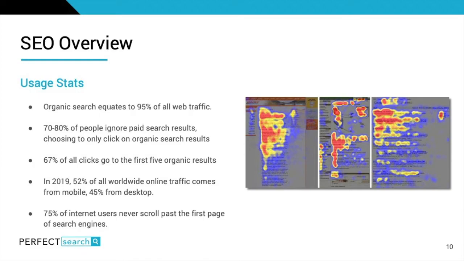In 2019, 52% of all worldwide online traffic came from a mobile device versus 45% from desktop. And then finally, 75% of internet users never scroll past the first page of search engines, as we mentioned. On the right-hand side there, you can see a heat map of how a user engages with web pages, and also on the far right side, a Google search, with the red being the most clicked on and the blue-purple being the least clicked on. You can see that it trails off the further down you go on the page.